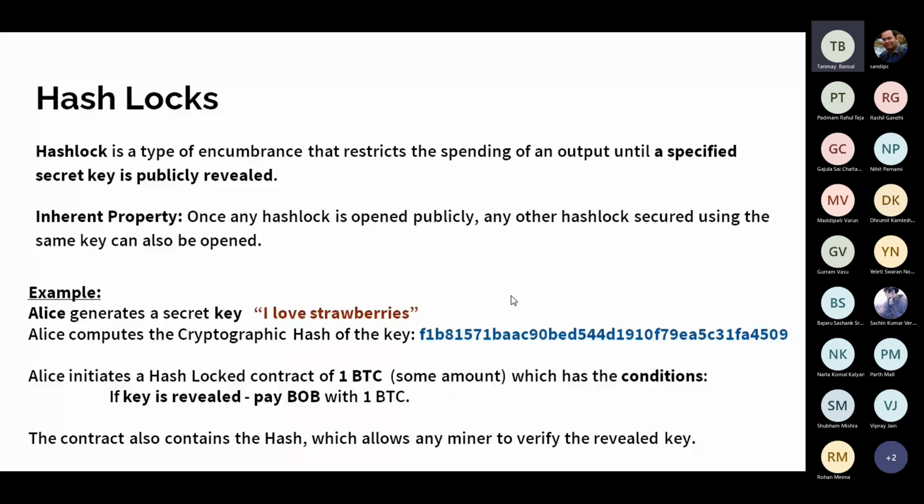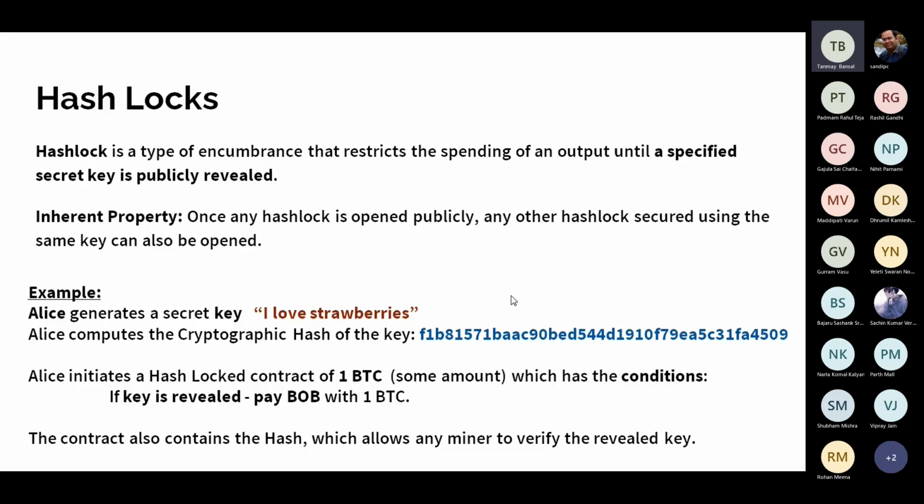So for example, Alice can initially generate a secret key, say "I love strawberries", and compute the crypto hash of it, which is something like this. Now Alice initiates a hash locked contract. This is a contract that is locked with the hash of 1 BTC, and the condition is that if the key is revealed, pay Bob 1 BTC. Of course that means that as soon as this secret key "I love strawberries" is released, then this can be paid to Bob.